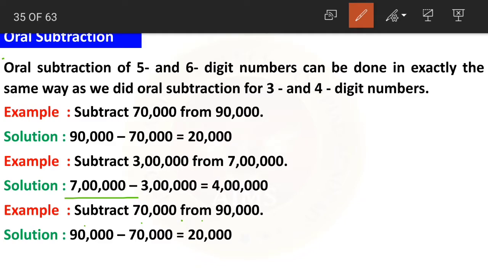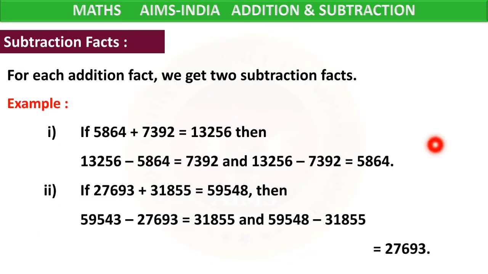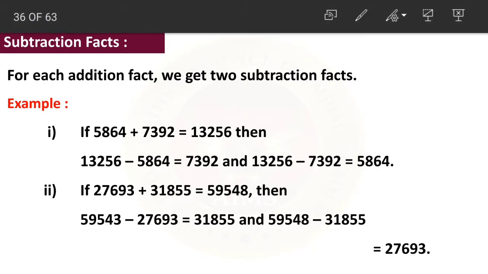What was this? This was oral subtraction. Clear children? Now moving on to subtraction facts. For each addition fact we get 2 subtraction facts. What are they saying? Suppose look at the example. 5,864 plus 7,392 is equals to what?